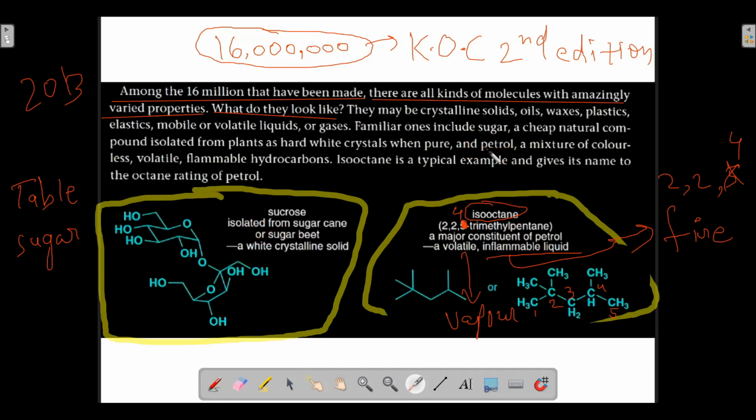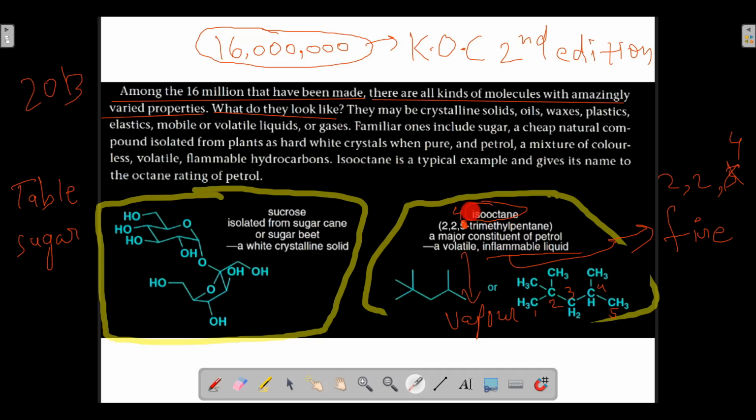And petrol, a mixture of colorless, volatile, flammable hydrocarbons. Colorless means lacking color. Volatile means easily converted to vapor. Flammable means easily catching fire. So petrol is a mixture of colorless, volatile, flammable hydrocarbons.